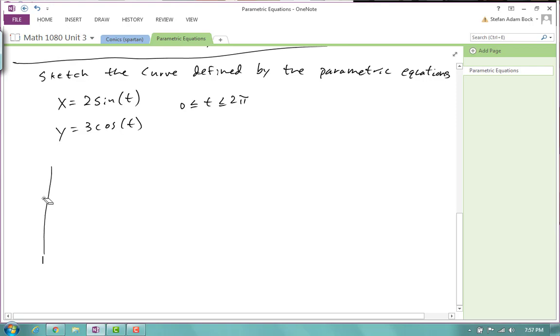So my x in terms of t is going to look something like, let's see, I'm going to go from 2 as a maximum and negative 2 as a minimum. Now from sine, that means I go up and then down.